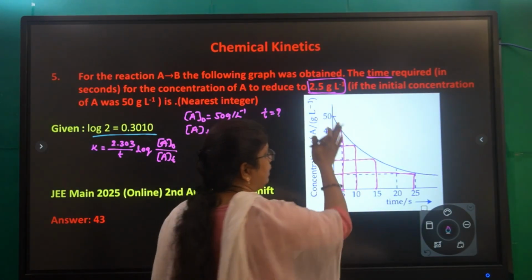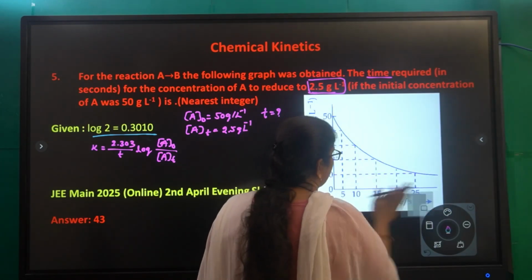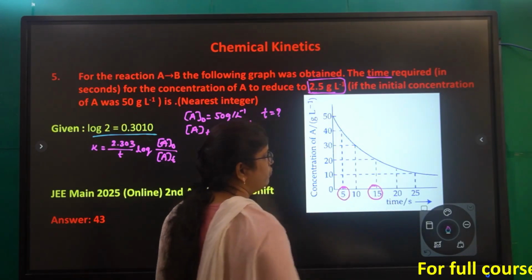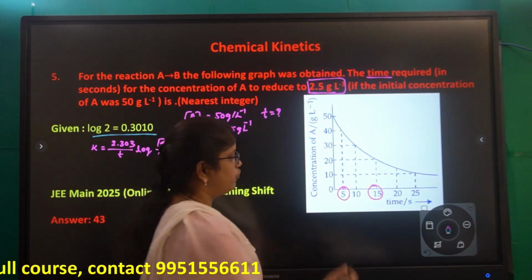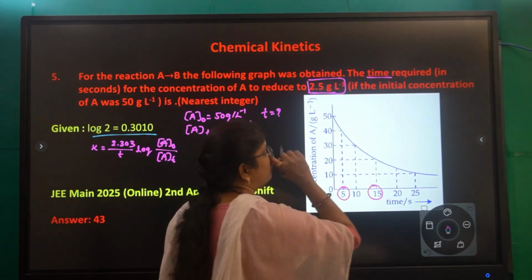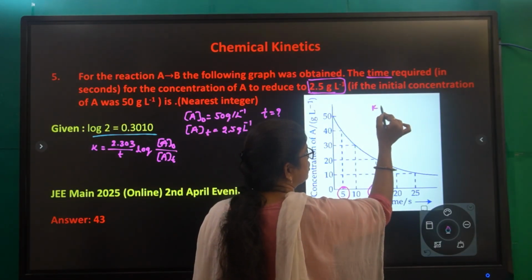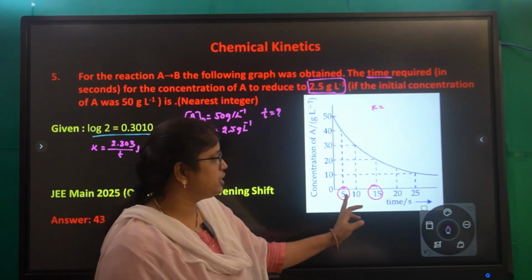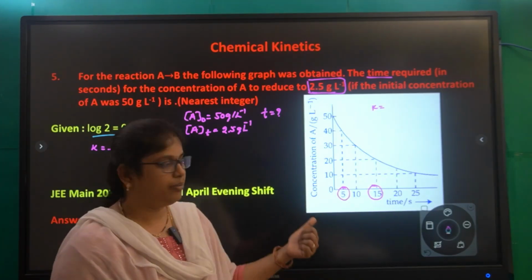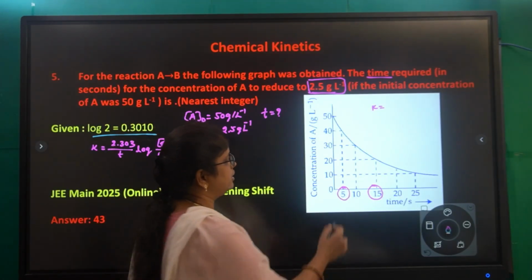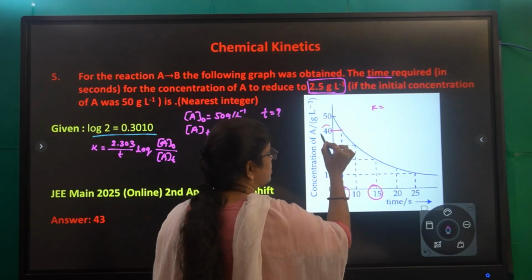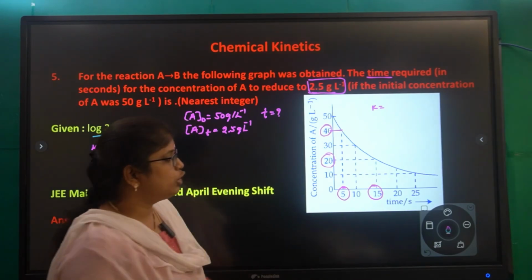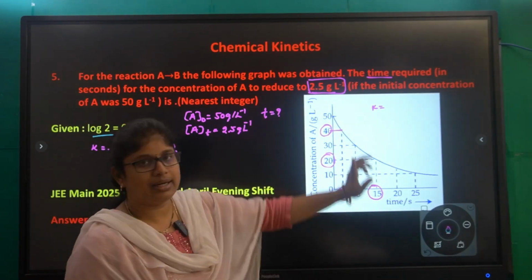So now take any time difference. Take the time difference 5 and 15, okay, which is easy to calculate. So 5, 15. What is the time difference here? We know that rate K is equal to change in concentration by change in time, right? So what is the change in time here? 15 minus 5 is equal to 10. And what is the change in concentration at this time? At 5 seconds the concentration is 40 and at 15 seconds the concentration is 20. So now by using these values we can calculate the K value, right?